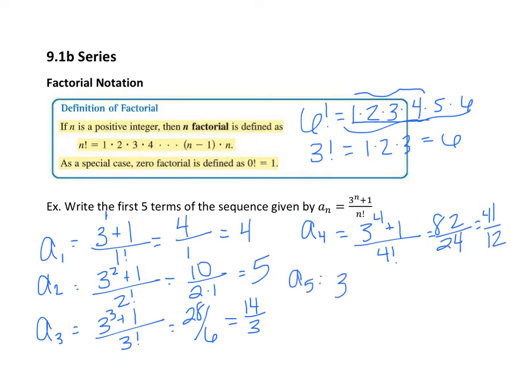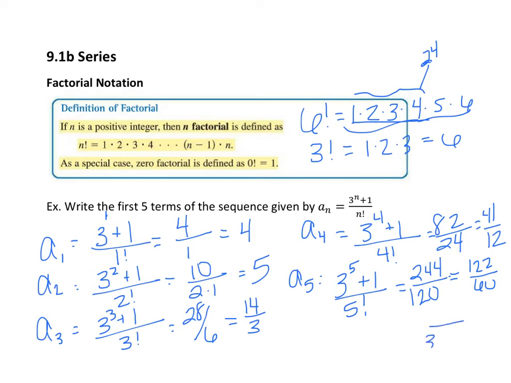Fifth term, 3 to the fifth power plus 1 over 5 factorial. 3 to the fifth, 243 plus 1 would be 244. 5 factorial, what do we say this was? 24 right here. So we need to do 24 times 5 would be 120. Reduce them by 2. What would this be? 122 over 60. So we can go by 2 again. Over 30. Reduce that by 2 would be 61.